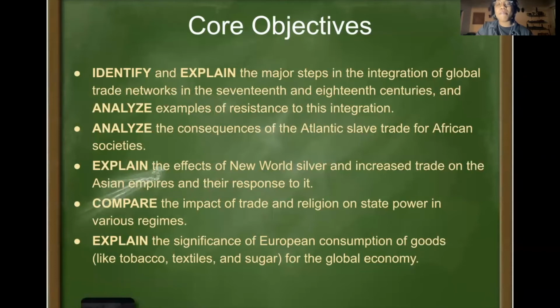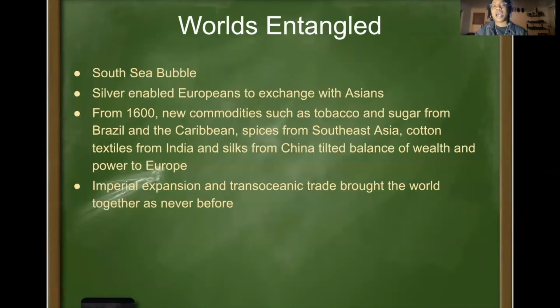We're going to compare the impact of trade and religion on state power in various regimes. So how are trade and religion going to impact the different states that are going to rise up and continue to be in power between 1600 and 1750? And finally, we're going to explain the significance of European consumption of goods like tobacco, textiles, and sugar for the global economy. All right, so things that we're looking at, the South Sea bubble. We're going to see that silver is going to enable Europeans to exchange with Asians. And we'll see what's going to happen on a larger scale.